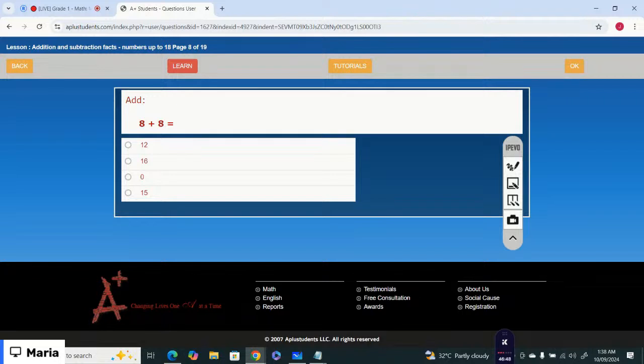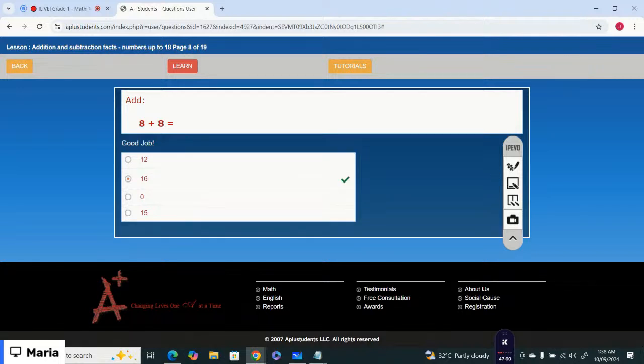That is 16, right? Your class will be at grade 2 session will start at 6. You can find your class at 6. You're looking for maths class?